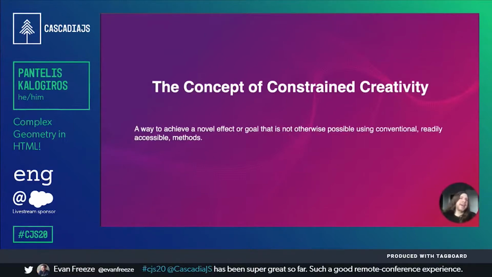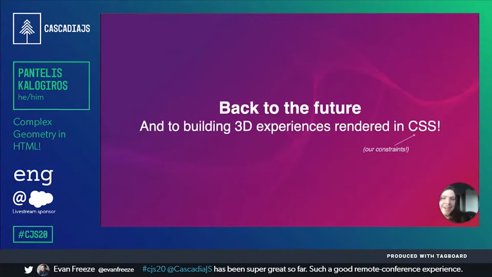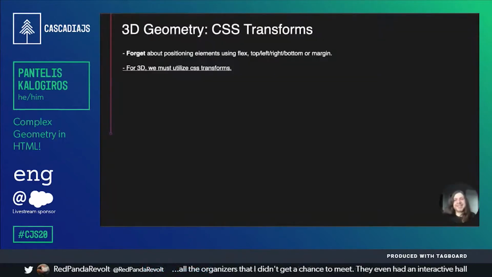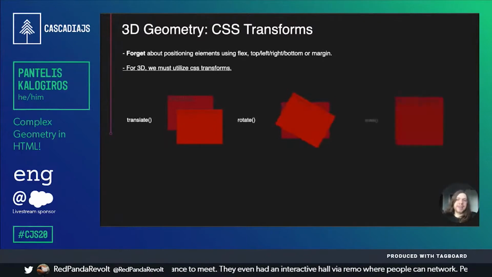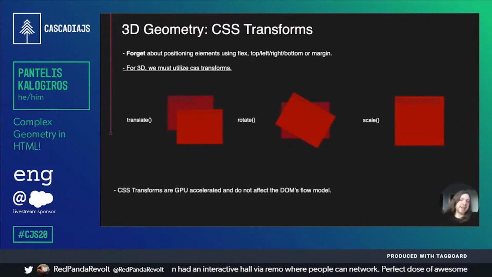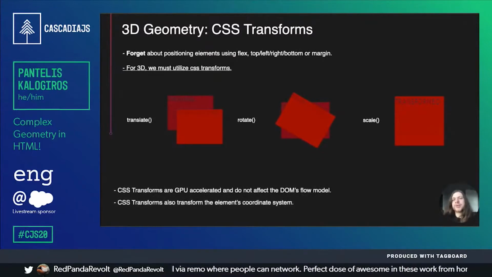So with that being said, naturally, let's go build 3D geometry with HTML and CSS. So the main component we will be using is 3D transforms. 3D transforms allow us to translate, rotate, and scale an element in 3D space. They also have some interesting properties. They're GPU accelerated, which means they're pretty fast, and they do not modify the DOM's flow model. So for example, translating an element will not push or modify the elements around it.